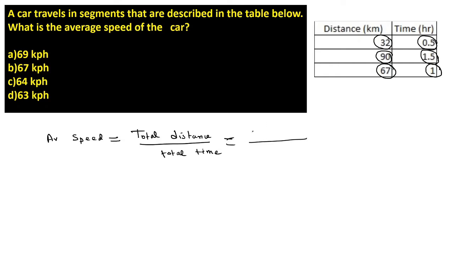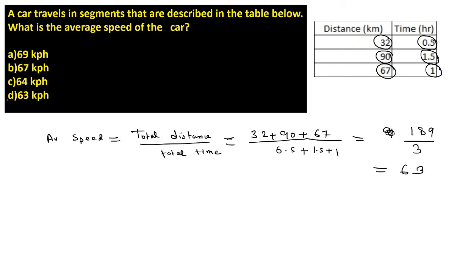Total distance is 32 plus 90 plus 67, by 0.5, the time I have to take here, plus 1.5, plus 1. If I solve it right now, what will the answer be? That is 189 by 3. Okay, that will be 63.